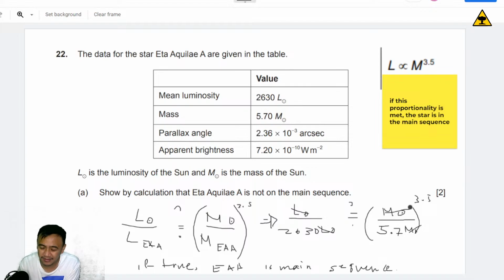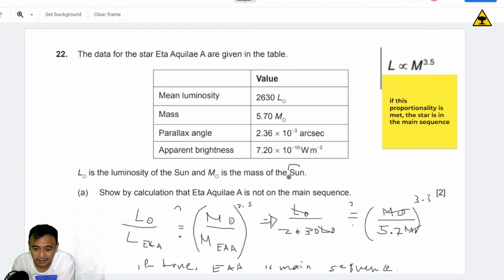So from here, it's pretty obvious, but you really need to still check. It's pretty obvious it's not 5 times, that's basically 6 times 6 times 6, more or less. So after you keep solving it, they're not going to equal each other. If they're not going to equate to each other, then not main sequence.